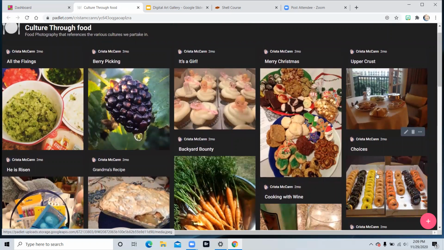So hope you have fun with this one. Take a lot of pictures, take them from different angles, get up close, get far back, play with the filters, have fun with it, and upload your best culture through food photography on our digital gallery. If you have a bunch, create a Padlet. It's kind of fun to see them that different way.